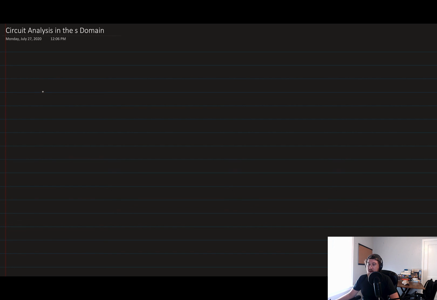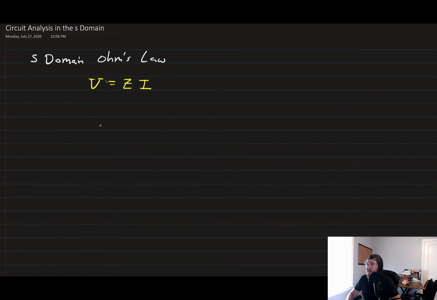Okay, now before we work out an example of doing some circuit analysis in the S domain, let's lay out a few things. The first thing I want to mention is that the S domain impedances are just like the phasors in that everything is sort of an Ohm's law resistor. So we have this S domain Ohm's law. We'll say that capital V is equal to Z times I. So all of our impedances, once we transform them to the S domain, we can sort of treat everything like a normal time domain resistor.